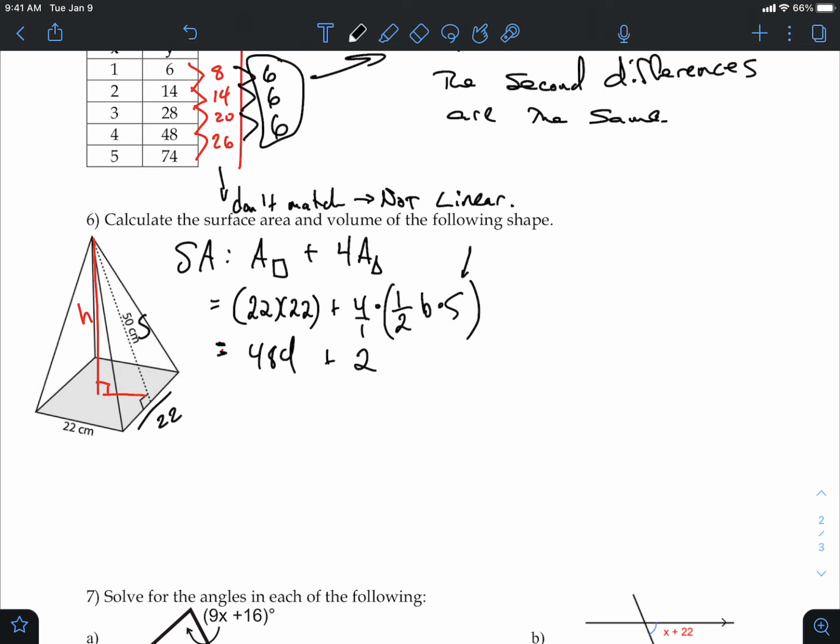B will be 22 times the slant length of 50. So what's 484 plus another 44 times 50? What's that? 44 times 50 is what? Okay, I'll do it. No problem.